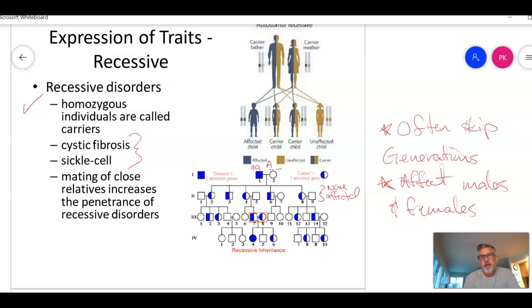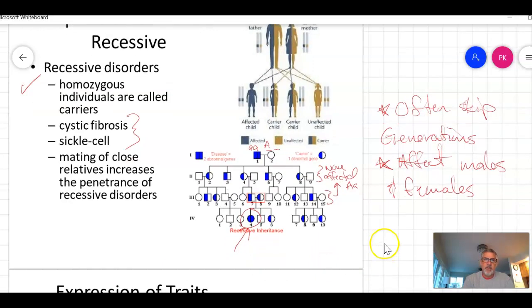But all the offspring are carriers because dad had the recessive disease. So all of them have at least one recessive allele. If you look at the next generation, I don't have anybody with the disease, but I have carriers. So these are not affected as well. But if we look at the fourth generation, all of a sudden I get somebody with the disease again, because those carriers are passed through generations. So we see that people with the disease often skip generations. That's a recessive pattern.